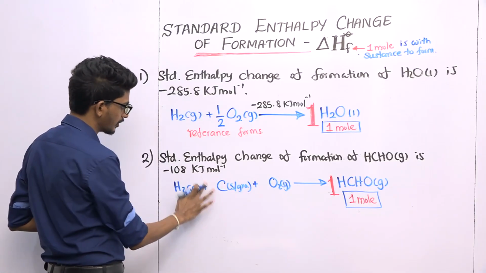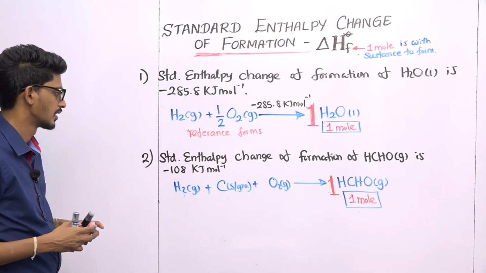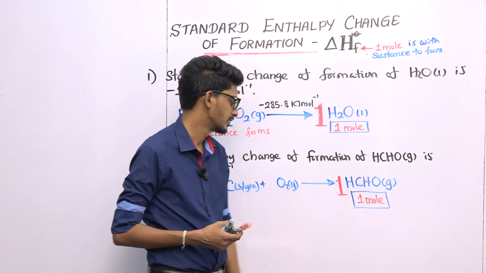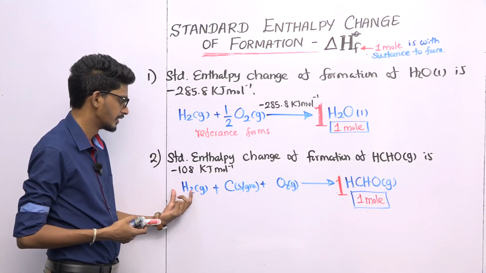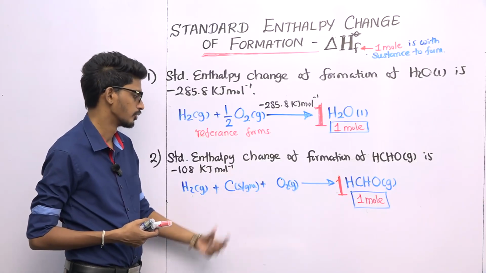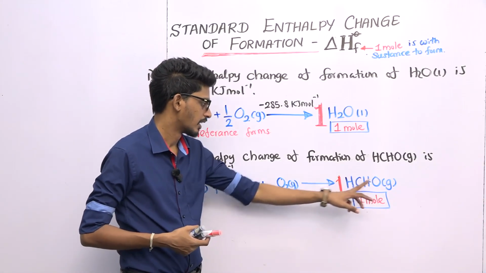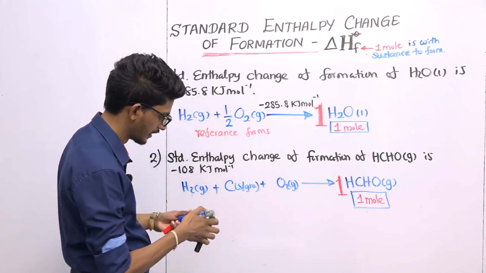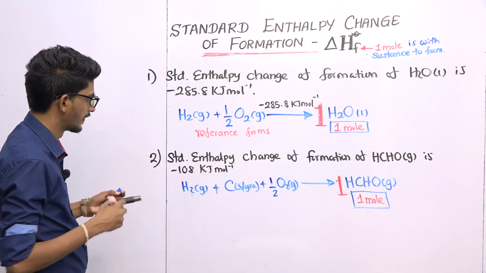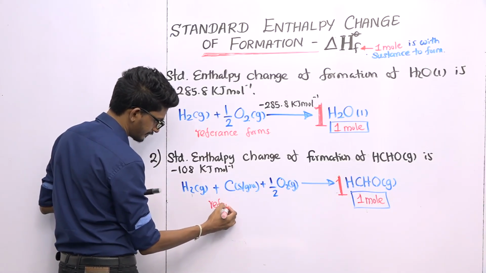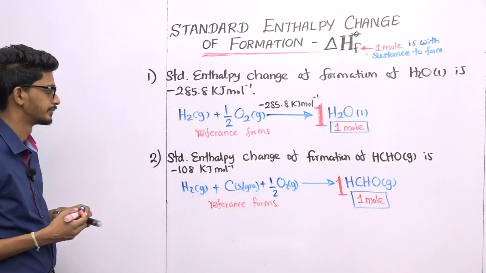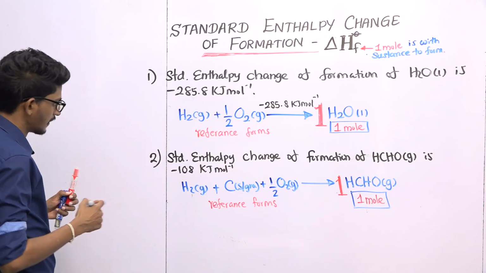Now we need to balance this up. When balancing, the 1 mole thing is very important. You have 2 hydrogens on the right hand side, so 2 on the left hand side as well; it is balanced. 1 carbon on the right, so 1 carbon on the left; it is also balanced. 1 oxygen on the right hand side, so there should be only 1 oxygen on the left hand side as well, so you need to come up with a half here. So these are the reference forms of the constituent elements.